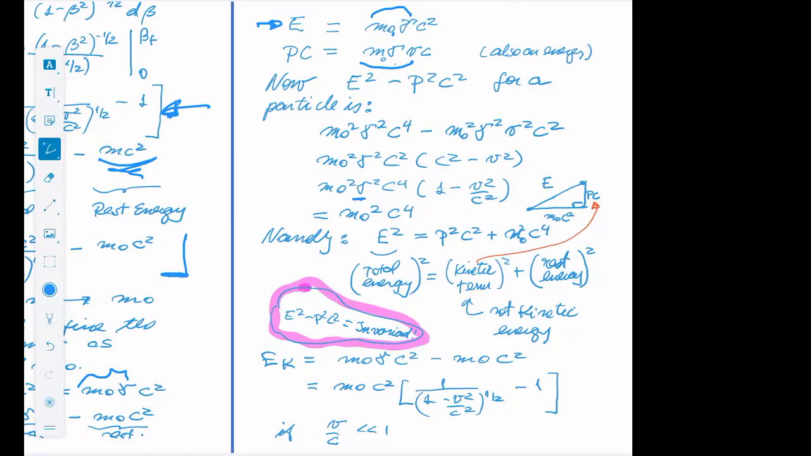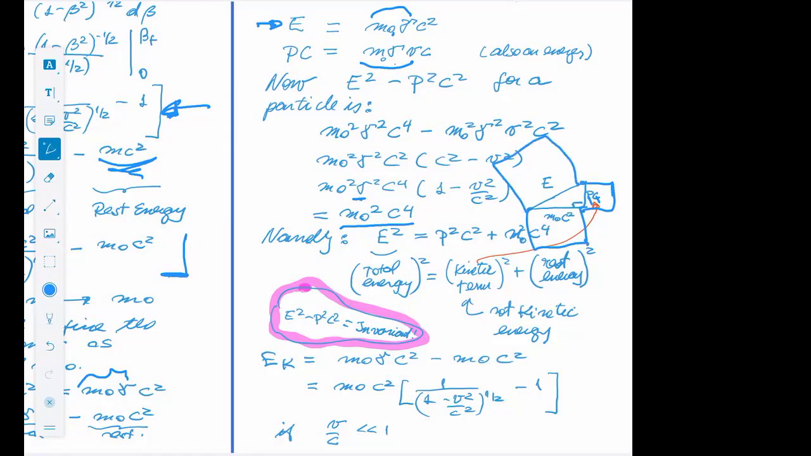E squared minus p squared c squared is equal to m naught squared c to the fourth, which is the rest energy squared. So there's some sort of triangular relationship here. The total energy squared is equal to pc squared, which is this side here, plus m naught c squared squared. So the square built here is equal to the squares built there, okay?